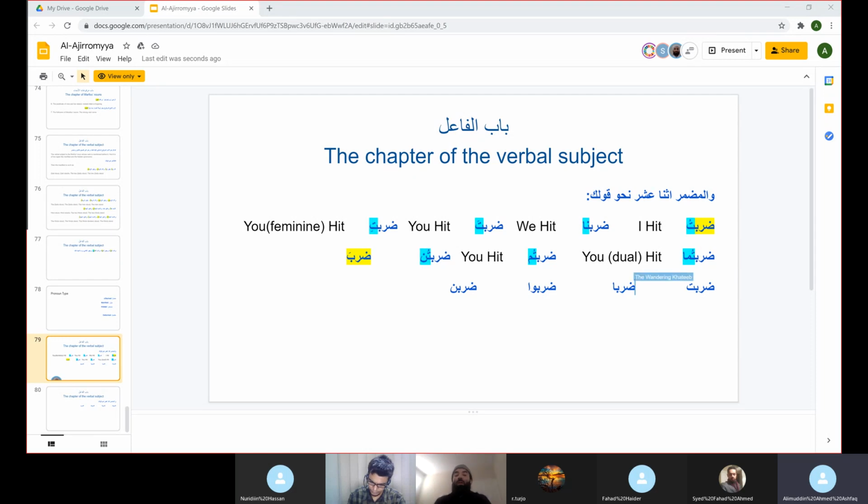Okay, so that is for you hit the dual, and then darabtum is you hit, but for the plural, right? You can use you for a single person. You can use you for two people. You can use you for three or more people. But in Arabic, every single one of them has a different pronoun. And this is what that shows.